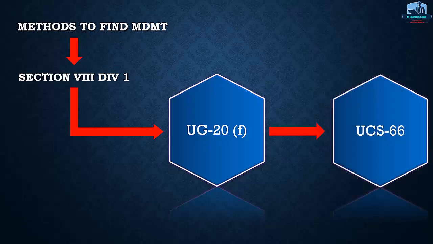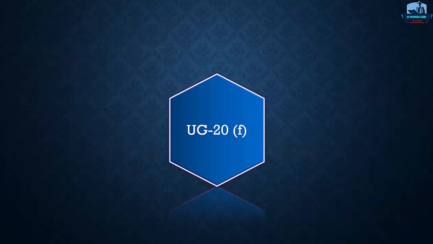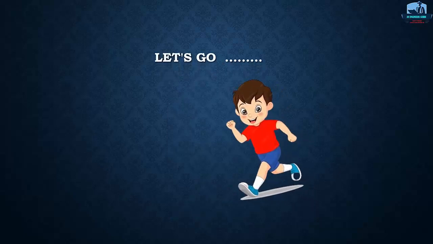And after that, if you don't get the exemption by using clause UG20F, which is mentioned in ASME Section 8 Division 1, then we have to go to clause UCS 66. Now let's understand clause UG20F.